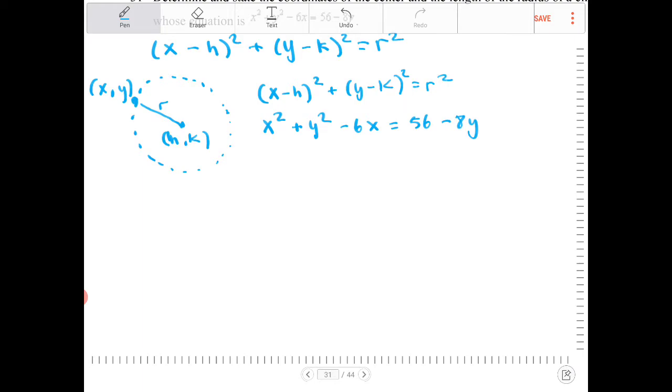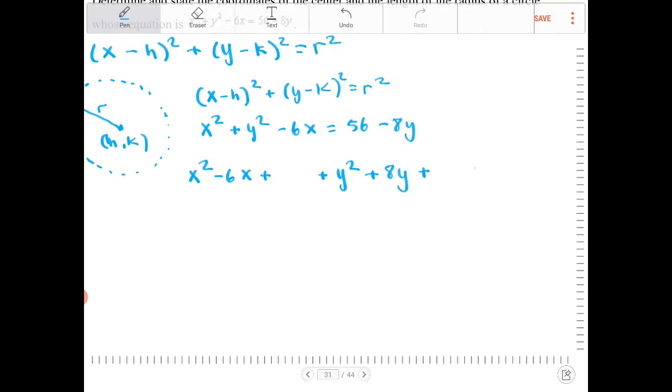So let's bring everything over first. I have x squared. I'm going to move the 6x, and I want to leave myself a little bit of room there because I'm going to fill that in with something in a moment. And I have y squared plus 8y, and I want to leave a little space there, equal to 56. So pause the video to see for yourself that I really haven't changed anything other than just rearranging things.